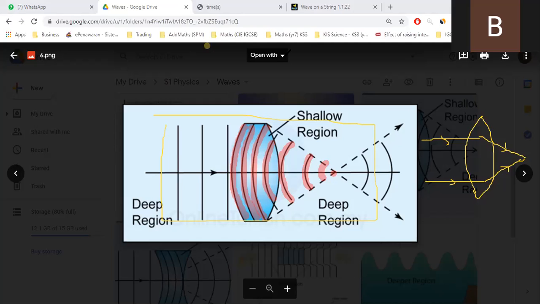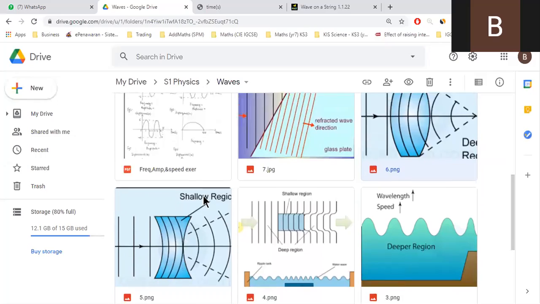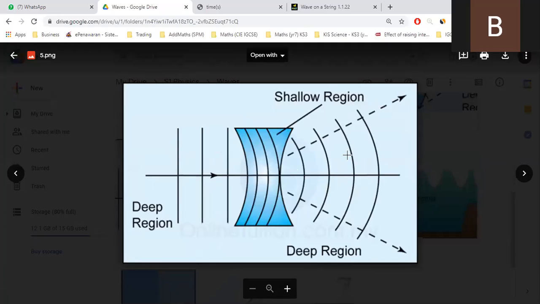How about concave? Now I have another picture. Concave. So this one, the same thing. From here, which part of the wave enters the shallow region first? The edges, right? The edges enter the shallow region first. That's why it curves like this. The middle one is faster.